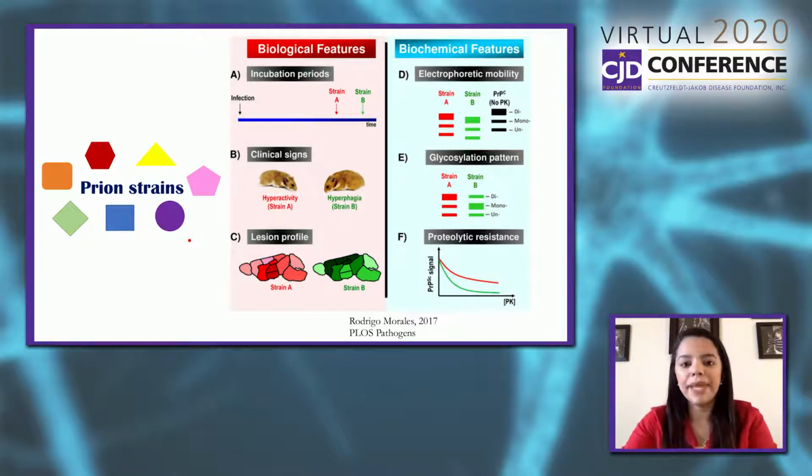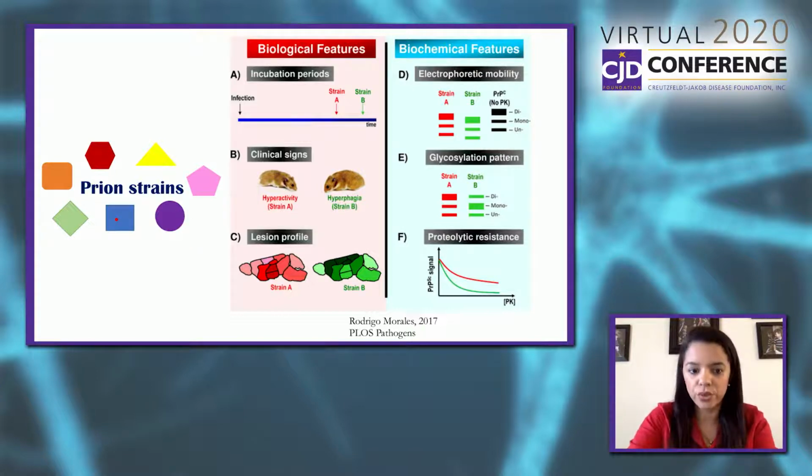There are many reports in the literature from different researchers showing that we can find a drug that works for one prion strain, but unfortunately it doesn't work for another. So this is why it's important to assess different prion strains.